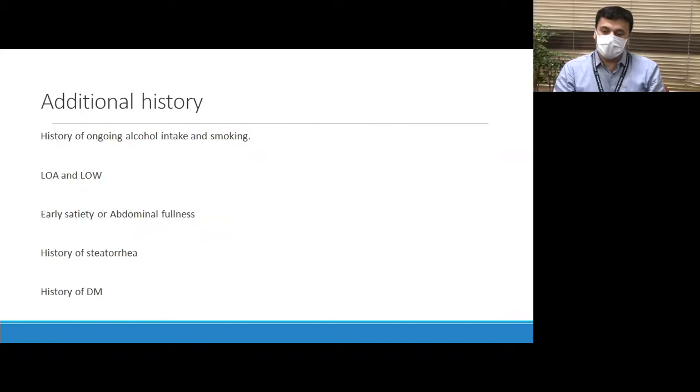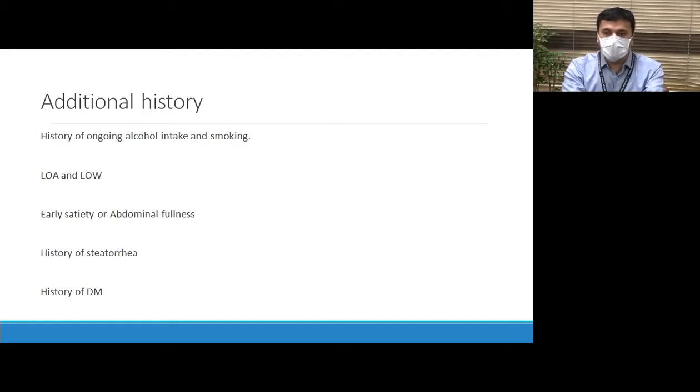First we need to know the precipitating factors. Is it alcohol? Because this patient has been having abdominal pain for about the past 5 years, obviously his physicians would have advised him to stop alcohol. Does he have precipitating factors like ongoing alcohol intake? Is there a binge of alcohol over the last few days? There is also the associated history of smoking, loss of weight, loss of appetite, early satiety or abdominal fullness.